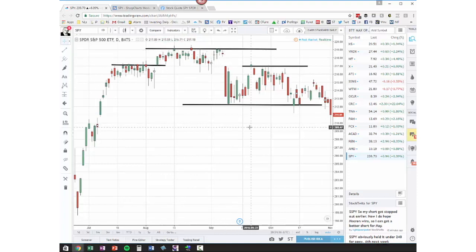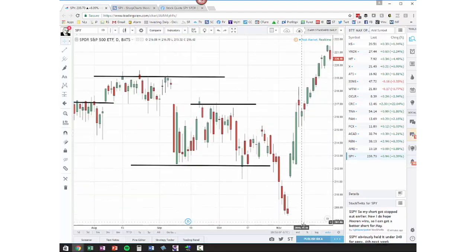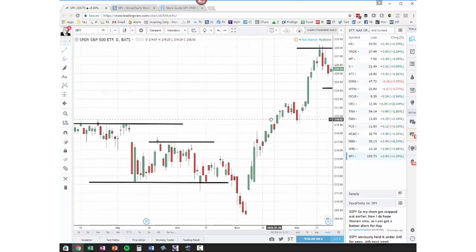So, there's no hard and fast guarantee in trading. All we're doing is working the probabilities. But we did see this break to the downside very briefly until the night of the election. Investors loved the results, and the market has been in a rally ever since then.